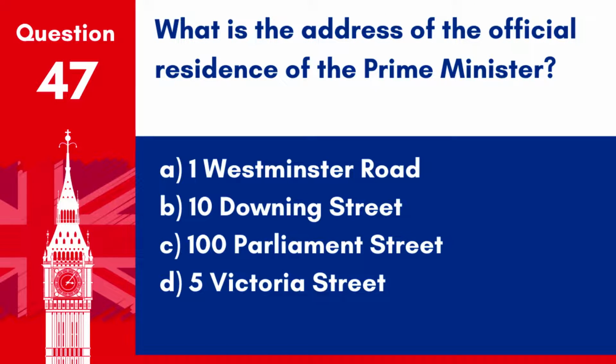Question 47. What is the address of the official residence of the Prime Minister? A. 1 Westminster Road. B. 10 Downing Street. C. 100 Parliament Street. D. 5 Victoria Street.